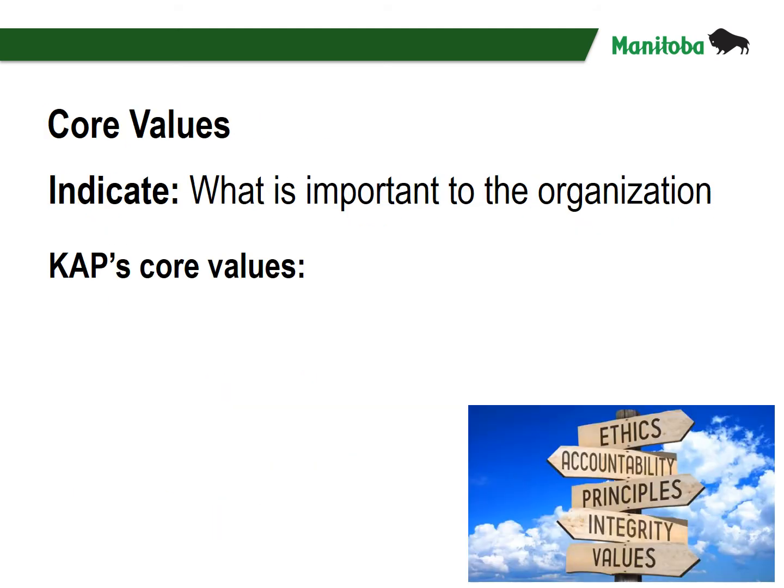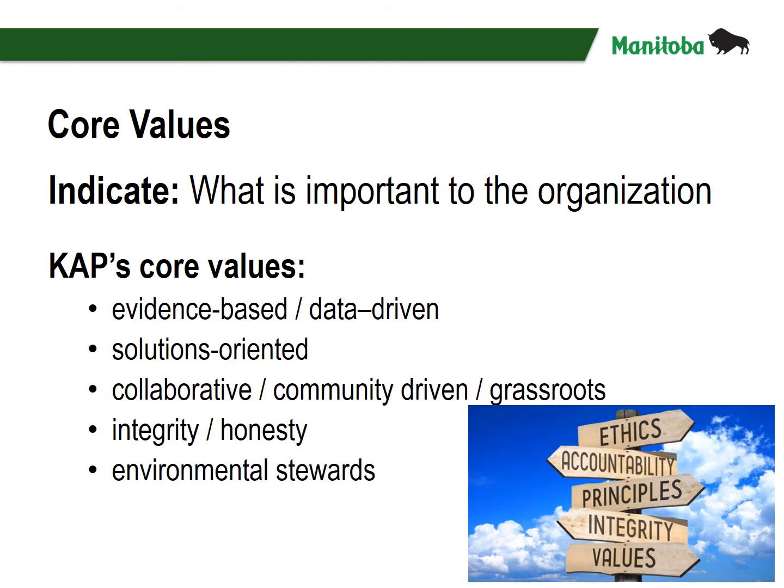A strategic plan should also include core values. They indicate what is important to the organization. They outline or convey or symbolize the organization's beliefs and help to create a strong internal culture. The Keystone Agricultural Producers' core values include being evidence-based or data-driven, using solutions-oriented approaches, having a collaborative, community-driven, grassroots approach in mind, working with integrity and honesty, and being environmental stewards.